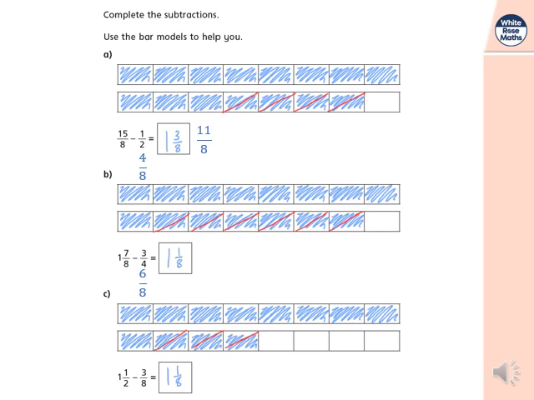Then we would have just done 1 whole and 7/8 take away 6/8. We wouldn't need to worry about our 1 whole, that would have stayed the same. And so our answer will be 1 whole and 1/8. And for our last question, 1 1/2 take away 3/8. We would have converted our 1 1/2 into 1 whole and 4/8. 1 whole we could have ignored. 4/8 take away 3/8 is 1/8. Well done if you managed to do those.